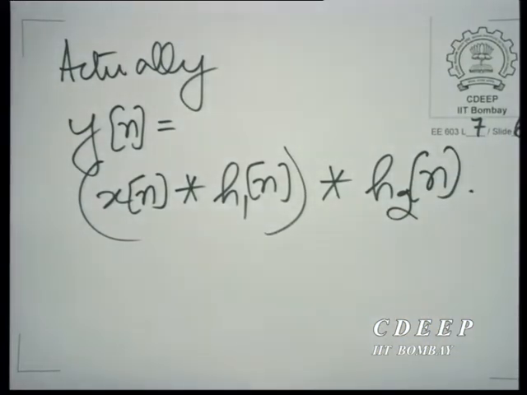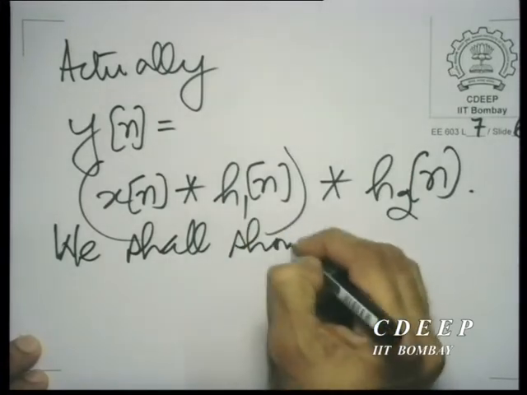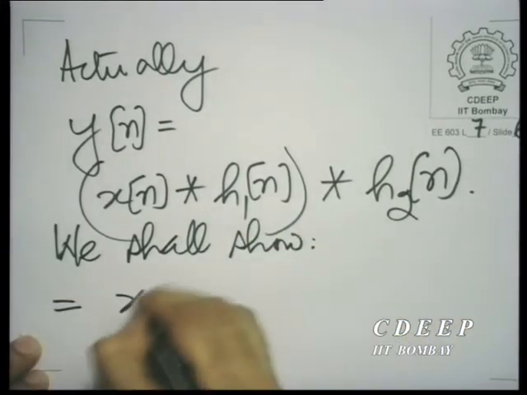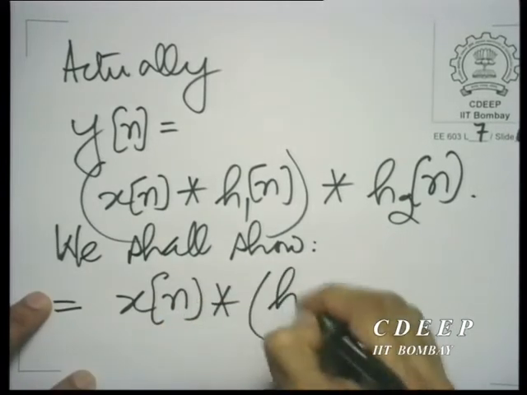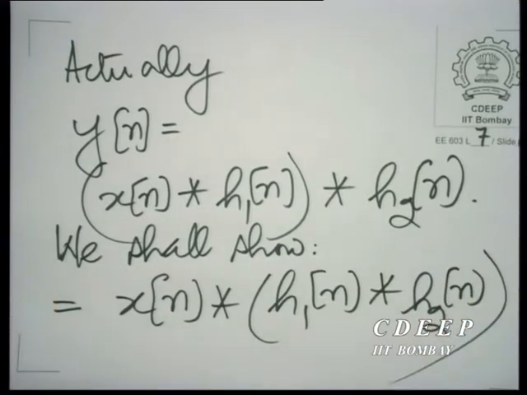So, my difficulty is the place where the bracket lies. We shall show now that this is equal to x of n convolved with h1 of n convolved with h2 of n. In other words, we can change the position of the bracket for convolution. Is that correct? We shall prove this. This is what we shall now prove. And this property is called the property of associativity.